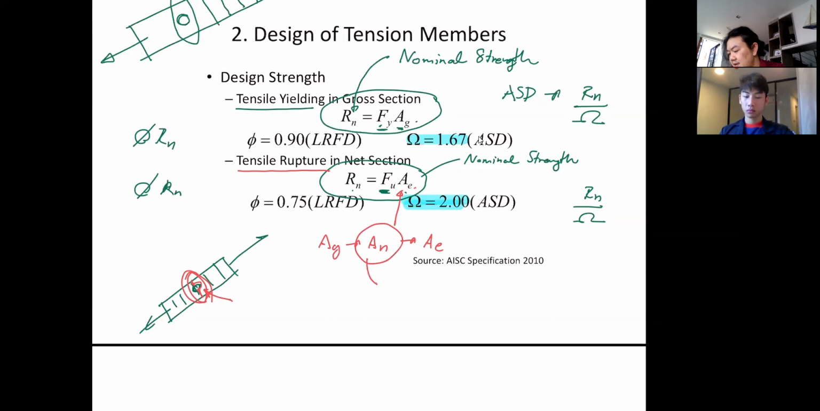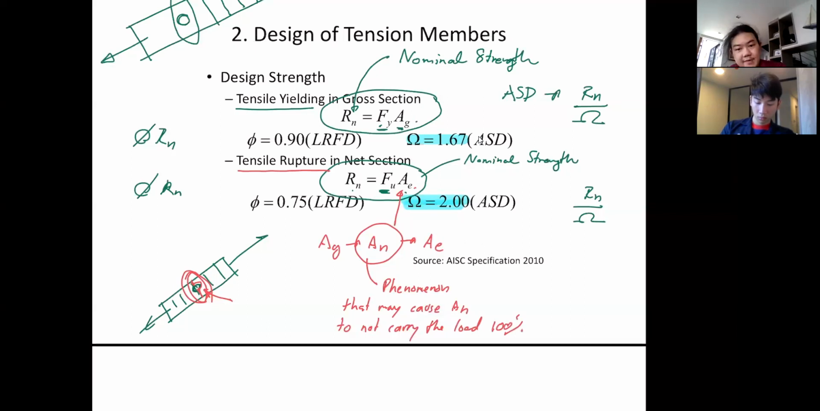So I can say this phenomenon may cause the net area to not carry the load at 100% of the net area. This is the phenomenon called shear lag.